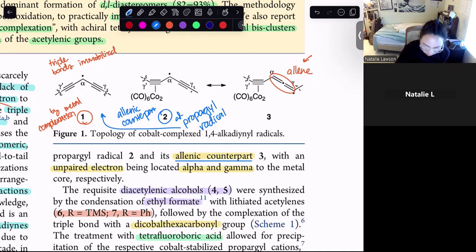I don't see the Lenic part because there's no double bond. Oh, I guess they're saying because of the resonance. Okay, whatever. 3, with an unpaired electron being located at the alpha and gamma to the metal core specifically. Okay, I see that.